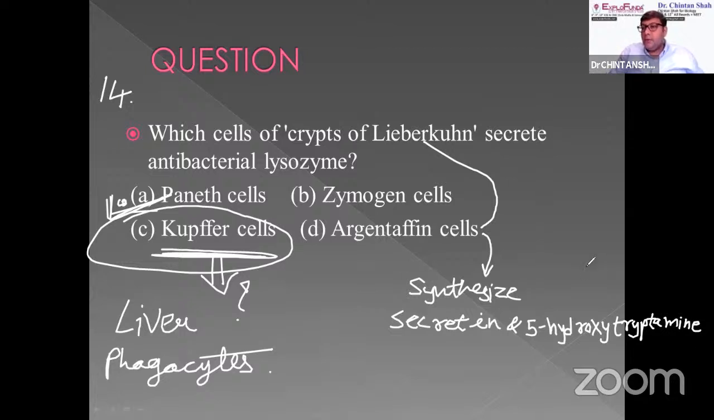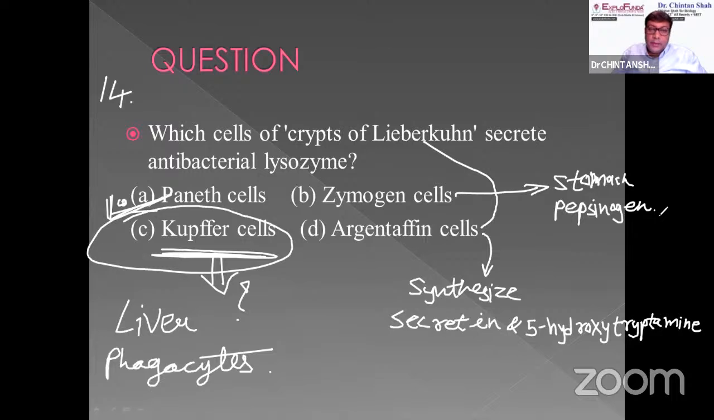Okay, so please write this down. Zymogen cells or peptic cells are present in the stomach and they secrete pepsinogen. So please learn this in all these four, and it has been asked earlier even in NEET. That's why I'm mentioning it here.